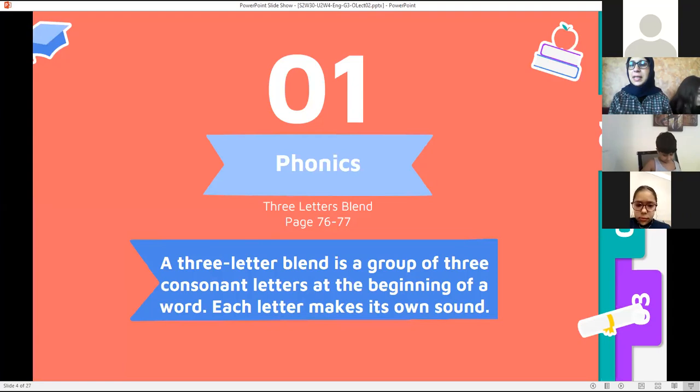What is a three letters blend? What is this phonics lesson? It's so easy. It's when you have three consonant letters, okay, and you have to say the three letters without stop. It's like you say skr, like scrape.